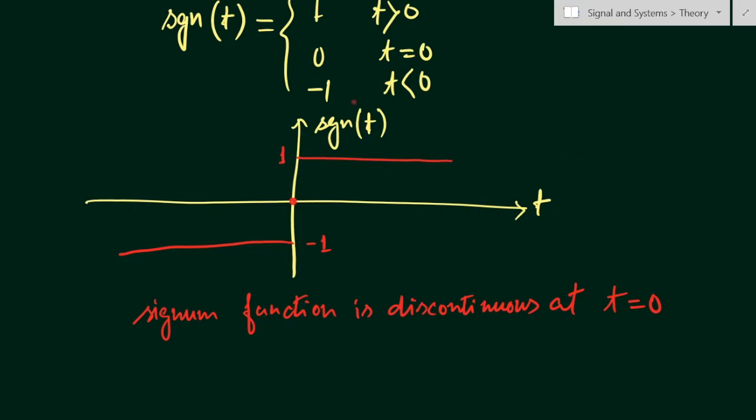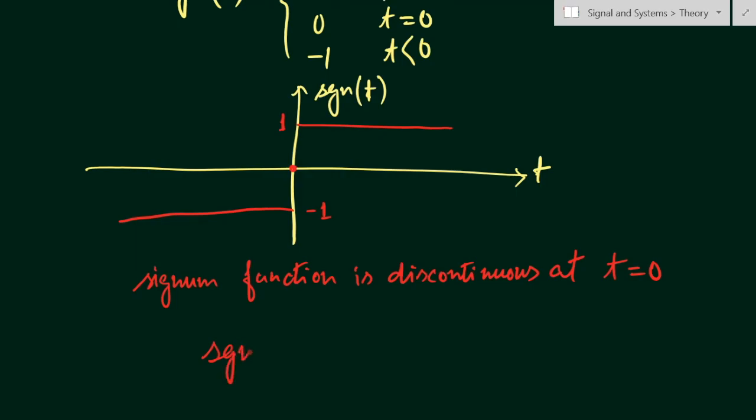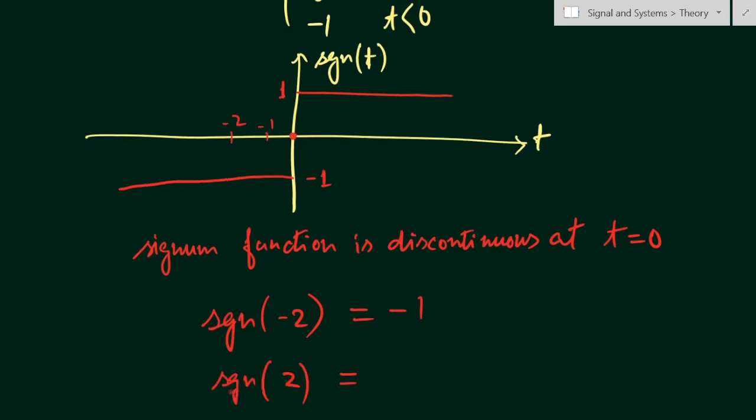So for example, if we want to find out some definite value, such as Sgn of minus 2, what will be the value? For minus 2 here we'll have minus 1. This is minus 2. So the signum function has a value of minus 1. Now if we want to take some positive value, suppose we have signum of 2, what will be the value? Suppose this one is 1, this is 2. So what is the value here? Here we have the value 1. And when t equal to 0, it has a 0 value.